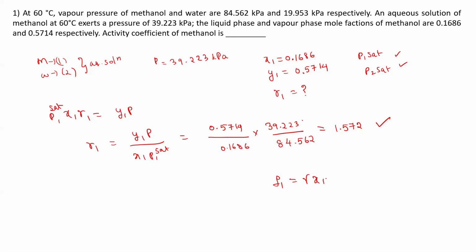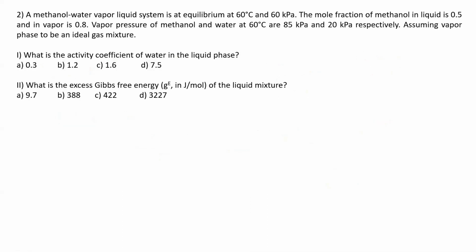Now, if you really want F1, this will be gamma into x1, F1 liquid, and we don't know this, so it's okay. This we have found. Now the second question. A methanol water vapor liquid system is at equilibrium at 60 degrees and 60 kilopascals.